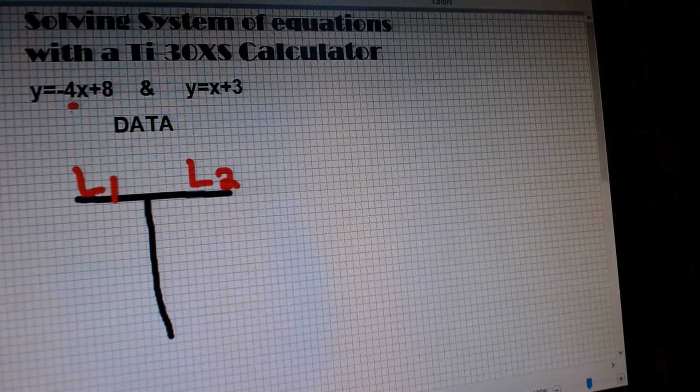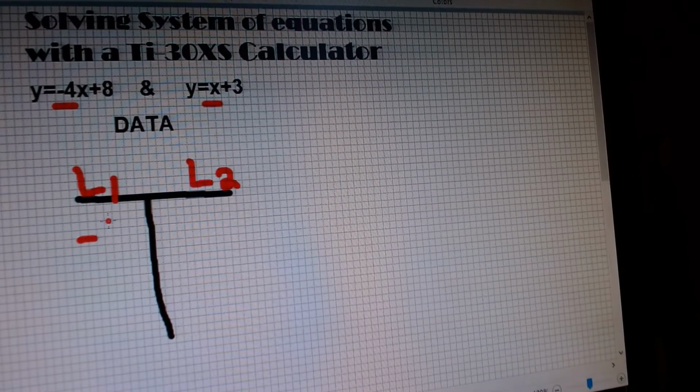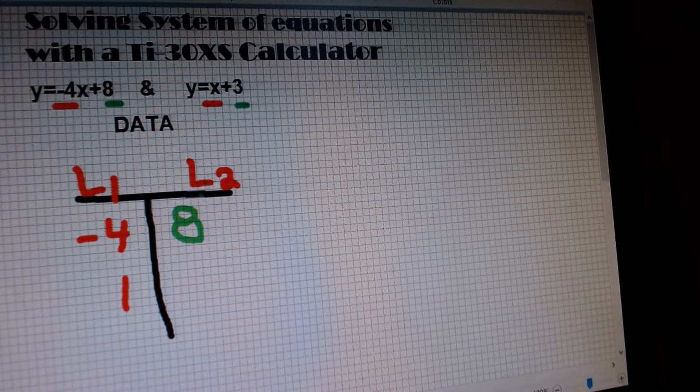will be represented by the slope. So wherever there's an L1, I would put the slope. So I would put negative 4, and I would put 1 for the slope. And it would be adjacent to the y-intercept. The y-intercept would be the L2s. So the y-intercept 8 and 3 would be in the L2 slots. Now they have to match. Negative 4 has to go with 8 and 1 has to go with 3.